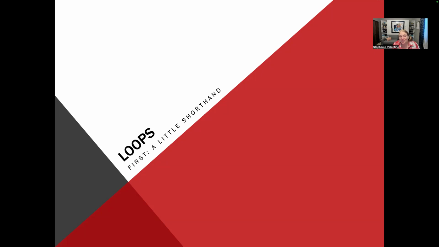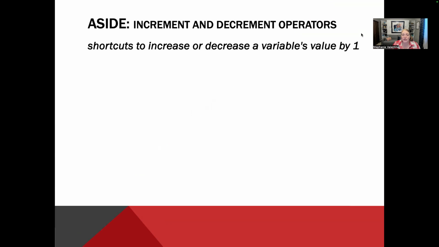But before we get into too much of the looping syntax, I want to talk about something. We've mentioned this possibly, you might have seen this before, but I want to go more in depth into how this little shorthand for incrementing and decrementing operators works. This is a little syntactic sugar to increase or decrease a variable's value. It is always going to be by 1, the integer 1.